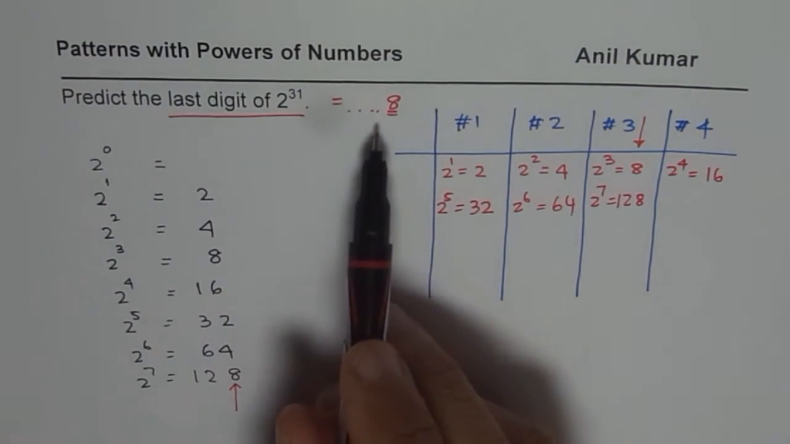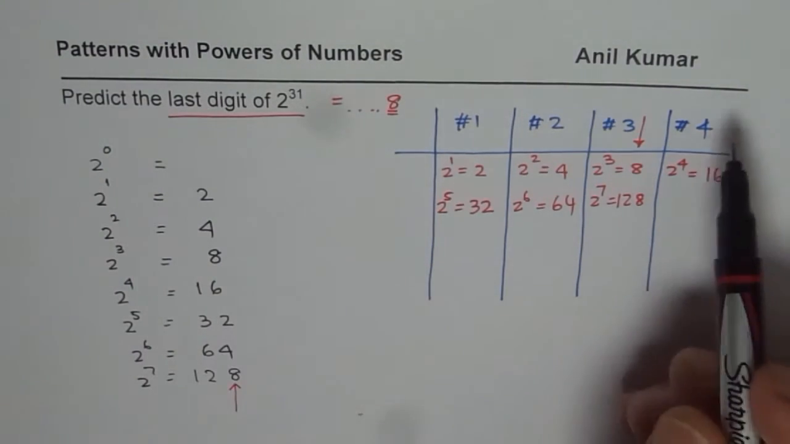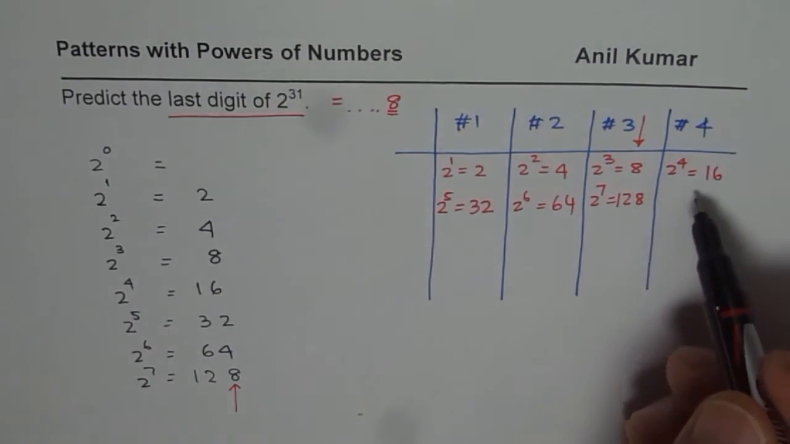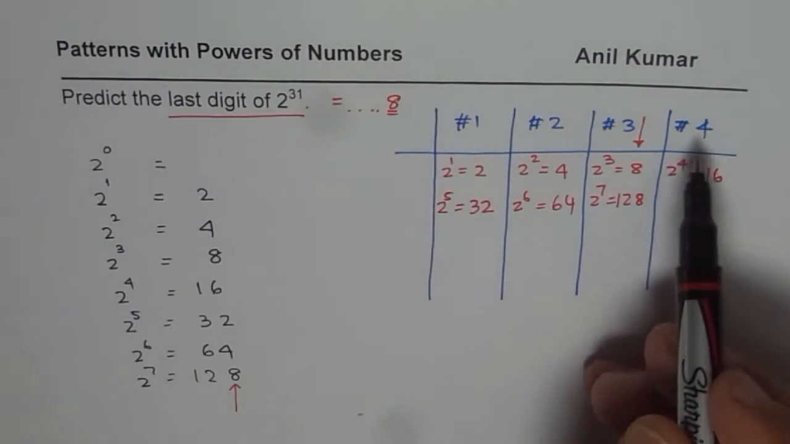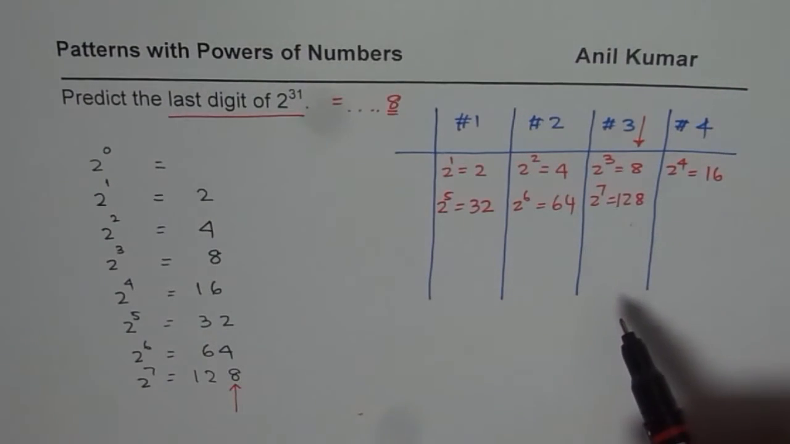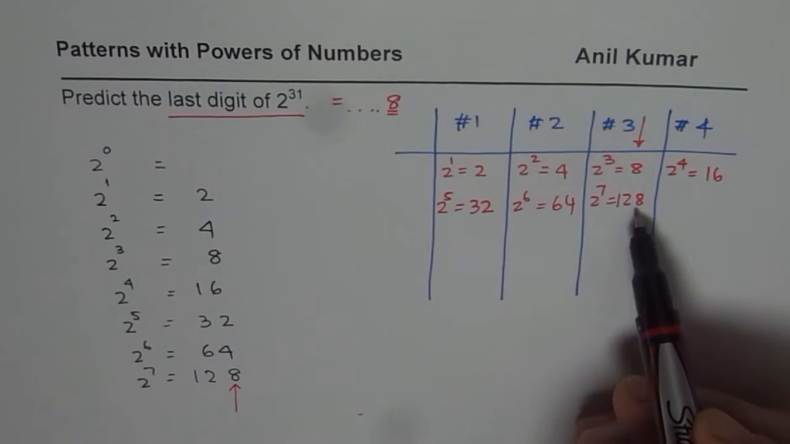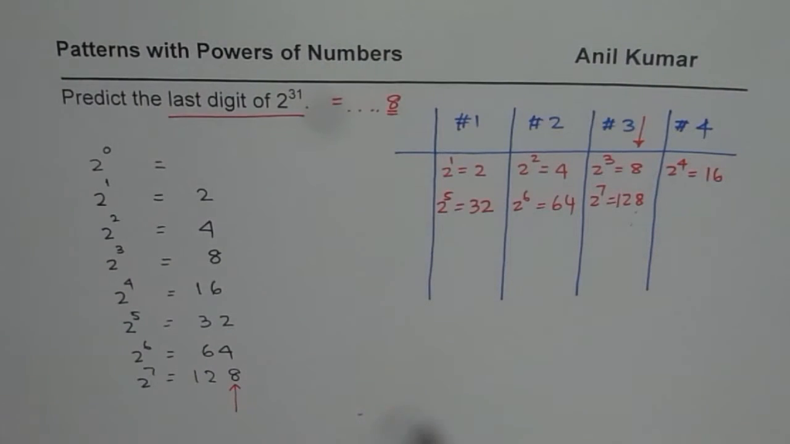One way is that. The second way is, we know these are multiples of 4, and 31 is 1 less than 32, a multiple of 4, so it should be in the third column, right? So 8 is our answer. So we can use patterns to find the last digit, correct? So that is how you should do it.